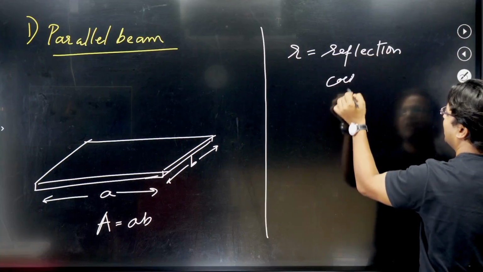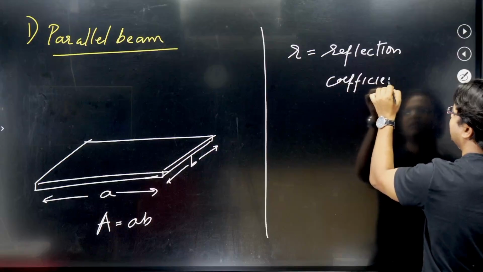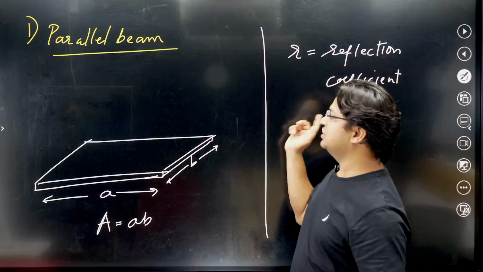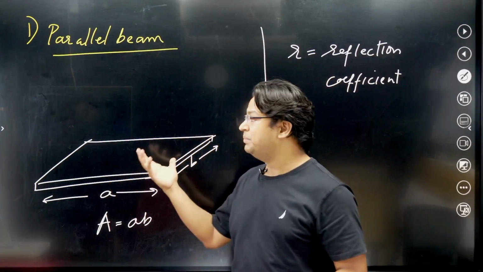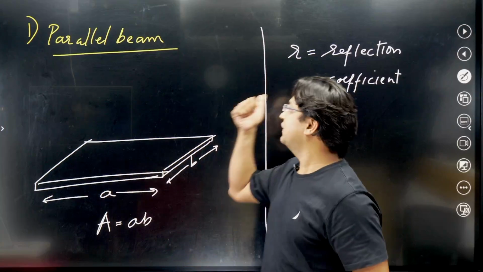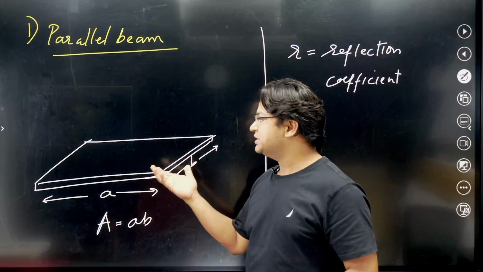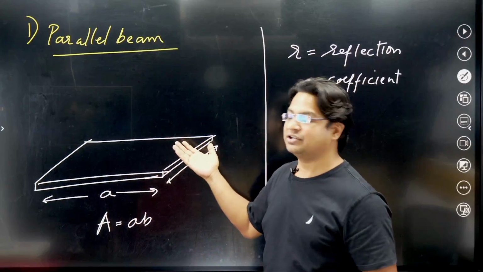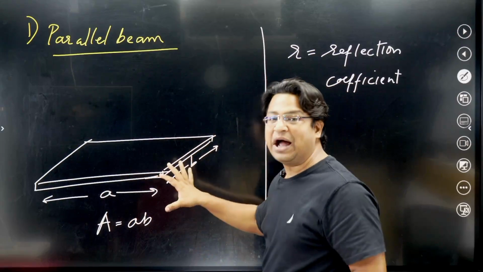It tells us what fraction of energy will be reflected back by this plate. If the reflection coefficient is 0, then we are talking about a black body, something that absorbs all the energy incident on it. And if the reflection coefficient is 1, then we are talking about a perfect reflector. It will reflect all the energy that is incident on it. So till now I haven't drawn the beam.